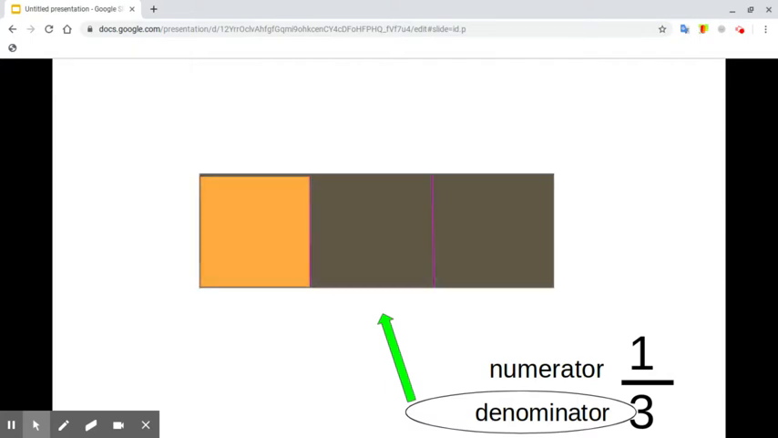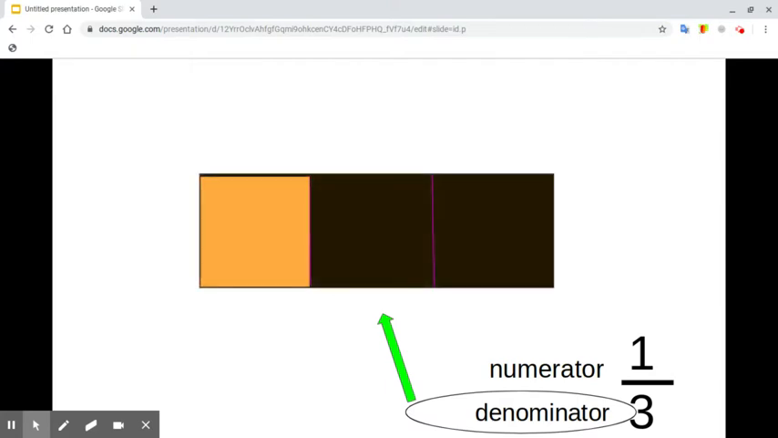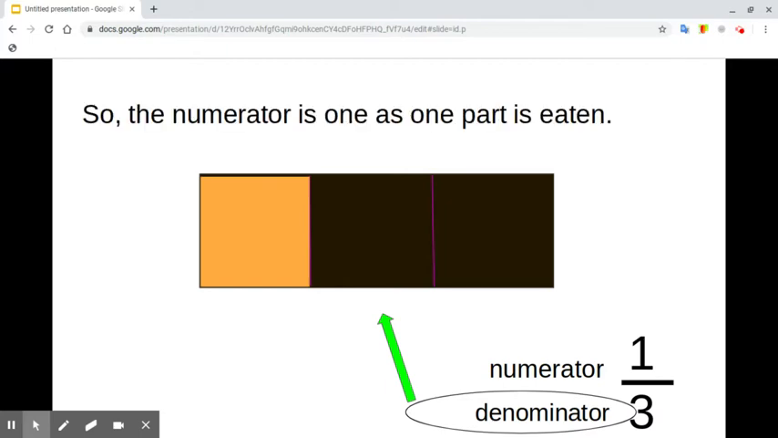if our denominator is 3, then why would our numerator be 1? Well, because let's review what the definition for numerator is. Our definition for numerator is how many parts were taken away or are gone in any way. So they could be shaded or just plain taken away. So in our case, they were eaten. So let's just say that our numerator is 1 piece that was eaten. So the numerator is 1 as 1 part is eaten.